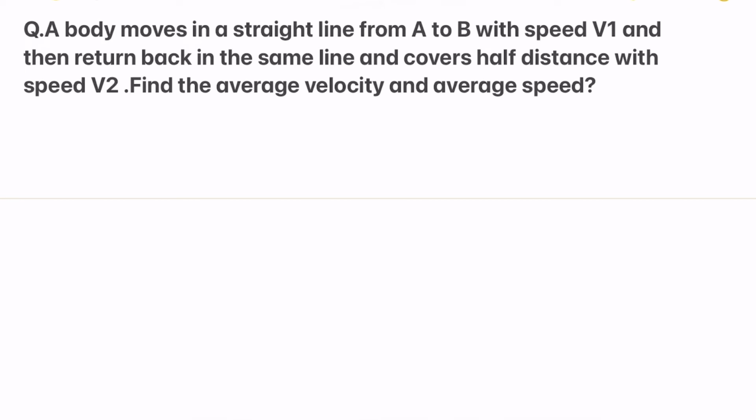Now the question is: a body moves in a straight line from A to B with speed v1 and then returns back in the same line and covers half the distance with speed v2. Find the average velocity and average speed. From the data, the body moves in a straight line from A to B with speed v1 and returns back in the same line and covers half the distance.